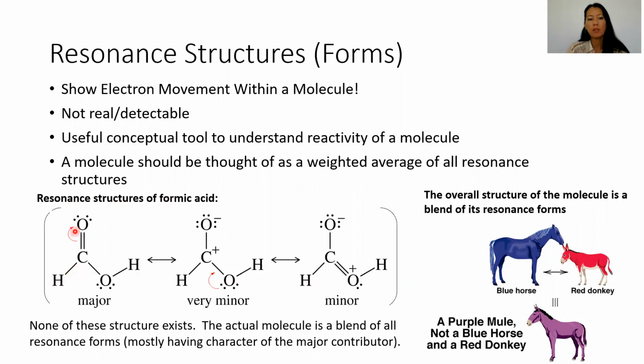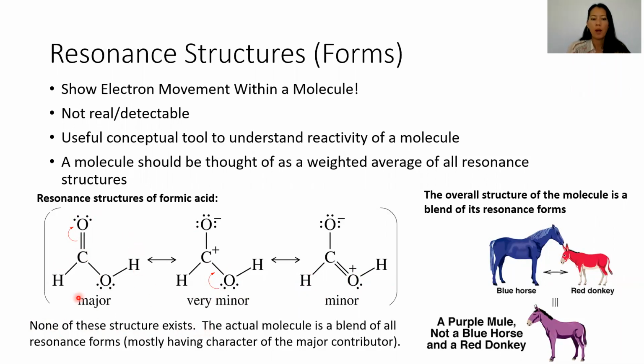So notice I keep the skeletal framework the same, the single sigma bond skeletal framework the same, but I can move around lone pairs, basically the pi bond electrons. I can take the pi bond and this double bond and move it up as a lone pair and get to this structure. I can take this lone pair here, form a bond here, and get to this third structure. So these are just our way to explain reactivity. None of these structures exist. The molecule is actually a blend of all of these.